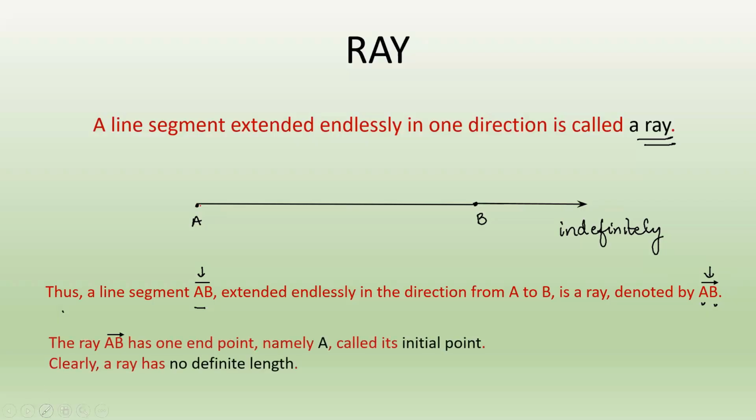Also, clearly this ray AB has one endpoint, which is A, and it is called the initial point. Also, the ray has no definite length. Why? Because it is extending indefinitely in one direction.